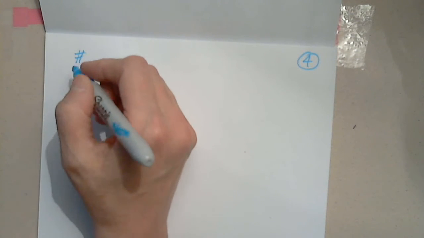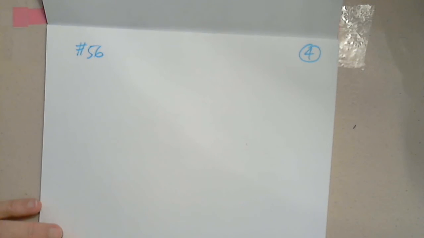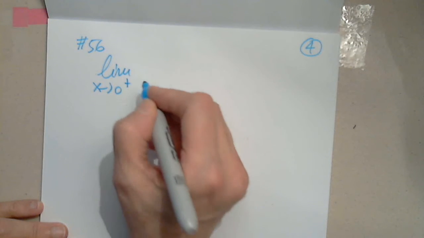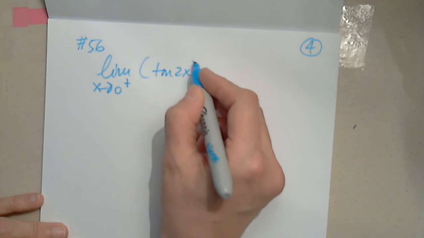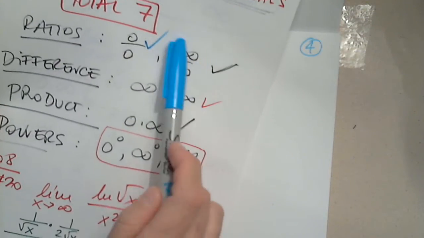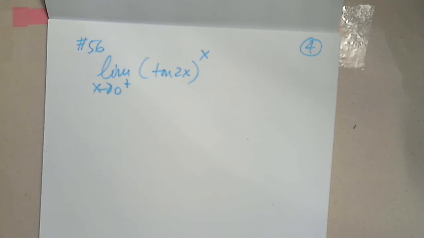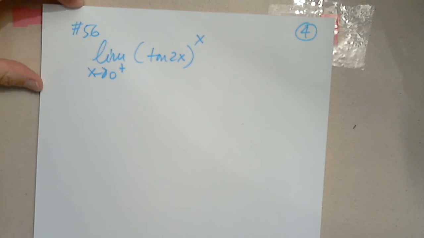55. Oh, I think I chose 55 yesterday, so let's do 56. Limit as x approaches 0 from the right, of tangent 2x raised to x. Again, I know my target. My target is to somehow get to this situation, if possible. Okay. Any suggestions?